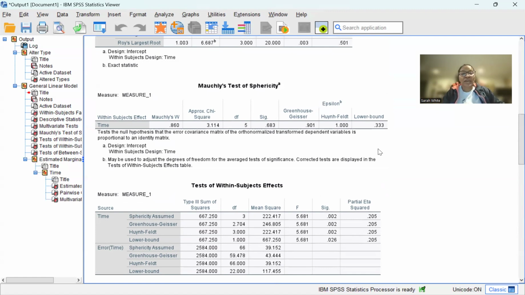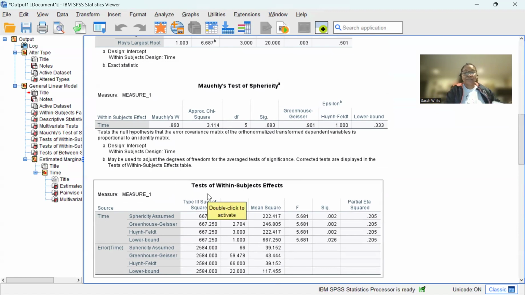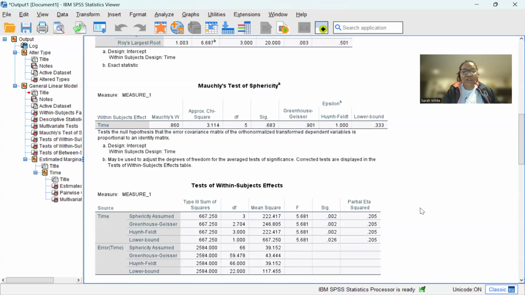So now we're going to go ahead, as we go down to the tests of within-subjects effects, we know that we need to look at the sphericity assumed line. So here again, we're seeing our degrees of freedom is 3. And we look at the error line under sphericity assumed to also have our other degree of freedom at 66 and an F score of 5.681.